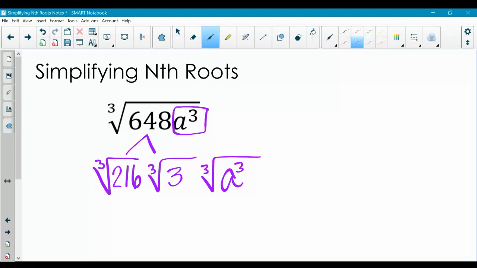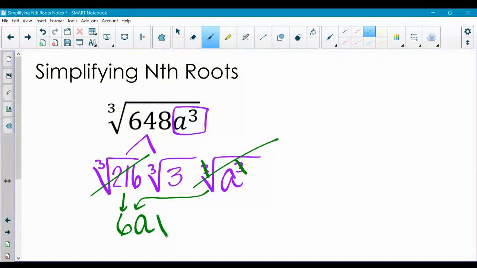So now we're going to simplify what we can. We know that the cubed root of 216 actually simplifies to a 6. Okay, so we simplified that. We know that we can simplify our cubed root of a cubed to just an a. So we canceled that. And now we're going to re-record the cubed root of 3 in our final answer.